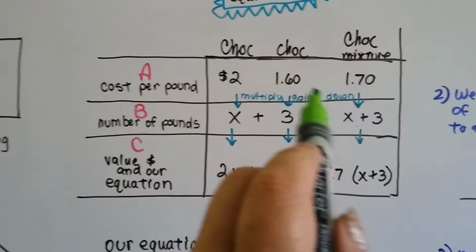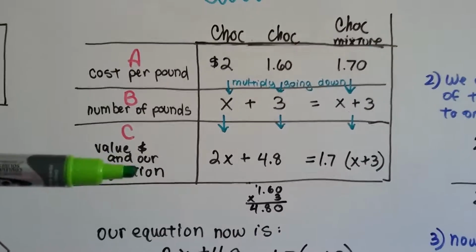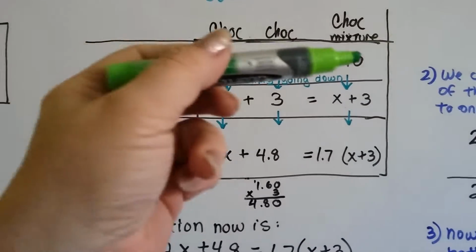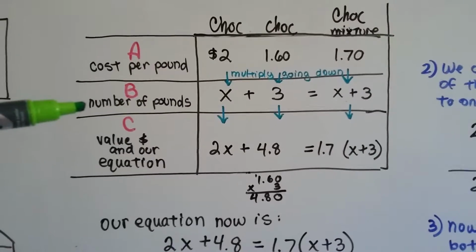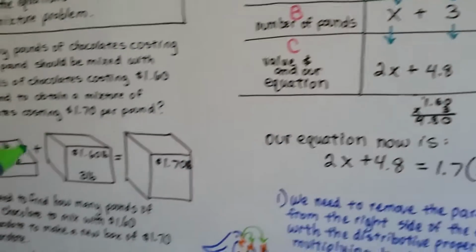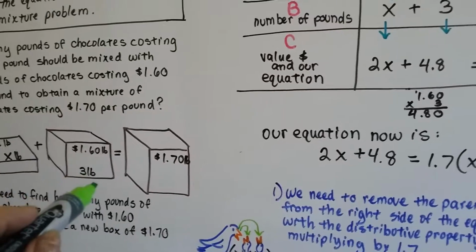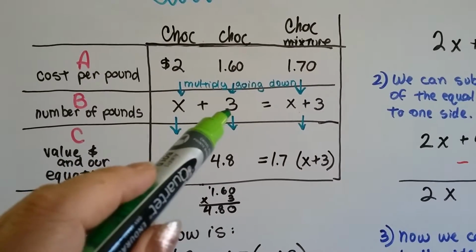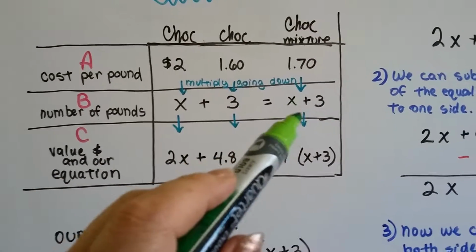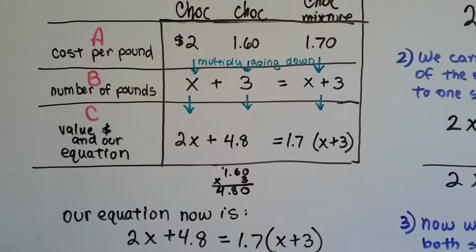Looking at this as columns A, B, and C, our first row is going to be the cost per pound going across. The second row is going to be the number of pounds going across. So we know that this is x pounds, because we don't know what it is. This is 3 pounds, and this is whatever these two are together. So the first one's x, the second one's 3, and the third one is x plus 3. It's whatever these two are added together, so we've got a plus sign there.